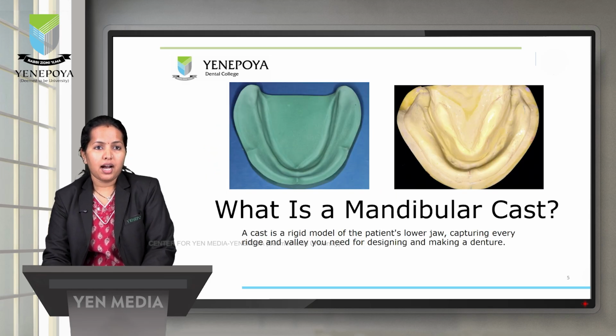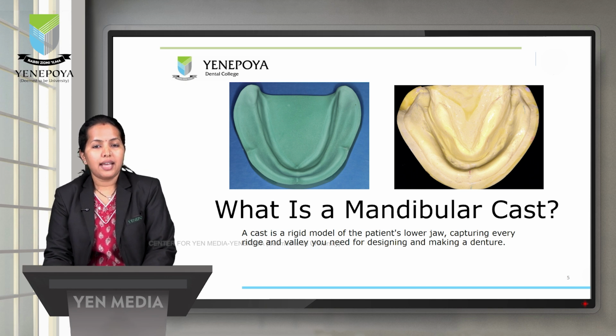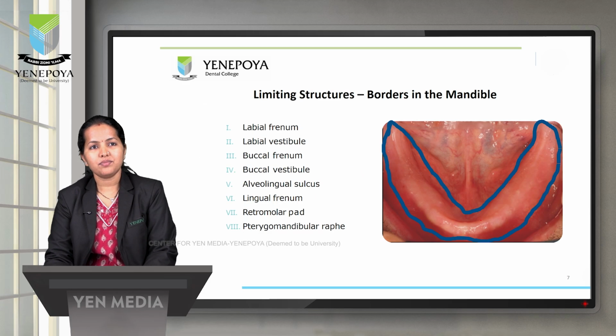What is a mandibular cast? A cast is a rigid model of the patient's lower jaw, capturing every ridge and valley, which you need to understand for making or designing a denture. The anatomical landmarks of the mandible are classified into three sections: limiting structures, supporting structures and relief areas.